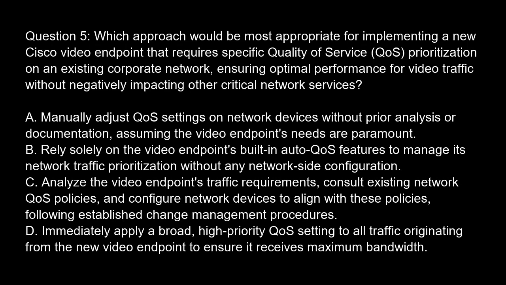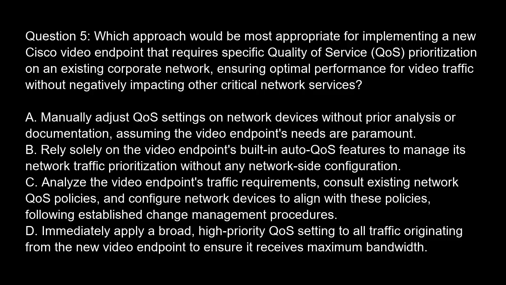Question 5. Which approach would be most appropriate for implementing a new Cisco video endpoint that requires specific quality of service, QoS, prioritization on an existing corporate network, ensuring optimal performance for video traffic without negatively impacting other critical network services? Option A. Manually adjust QoS settings on network devices without prior analysis or documentation, assuming the video endpoint's needs are paramount. Option B. Rely solely on the video endpoint's built-in auto QoS features to manage its network traffic prioritization without any network-side configuration.